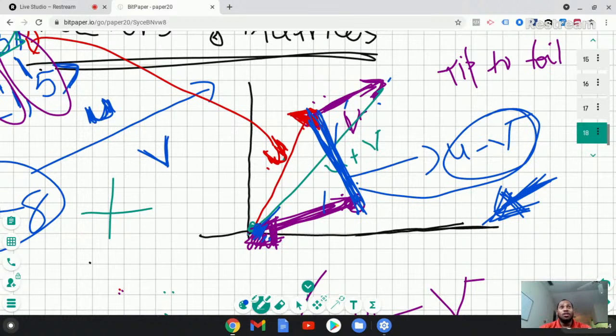Now, how do we do that in terms of numbers? In terms of numbers, how do we do u minus v? How do we add those two vectors in terms of numbers? How do we do that?